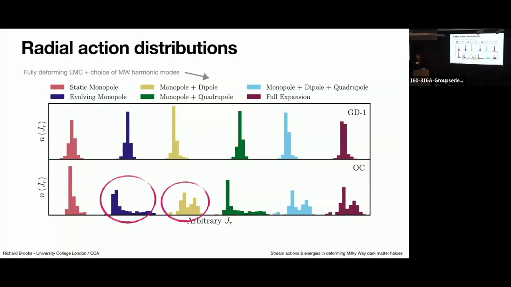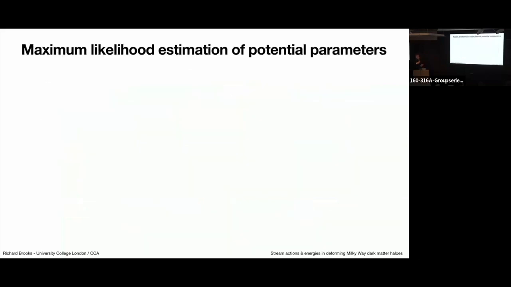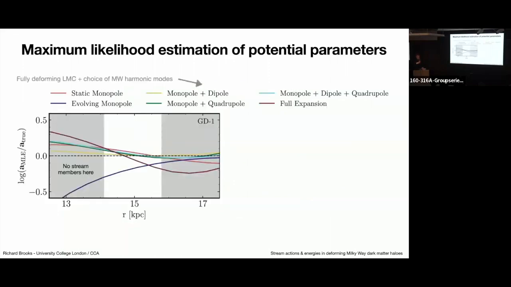But we can go and do this. And so now we're trying to find, based on those distributions, a set of coefficients that best describes the Milky Way to find its mass profile. So we take those distributions and we do some maximum likelihood estimation.